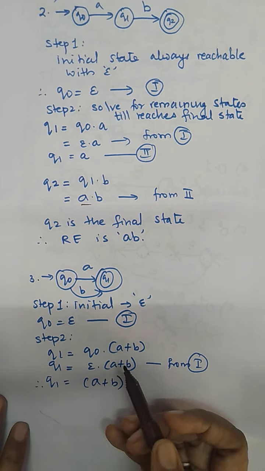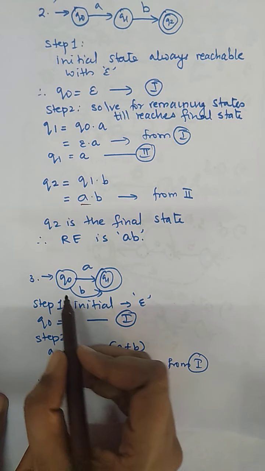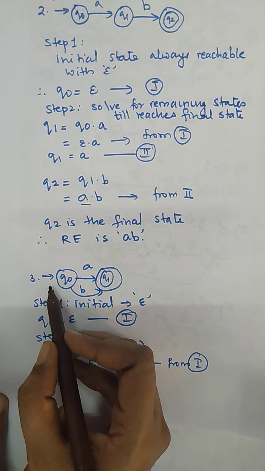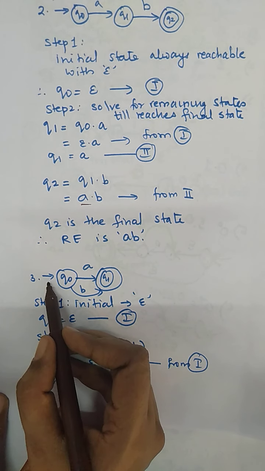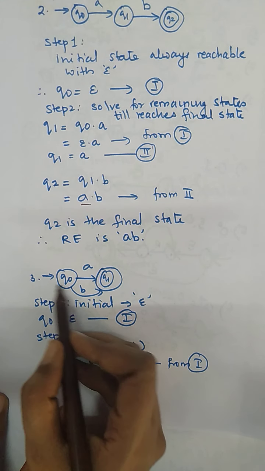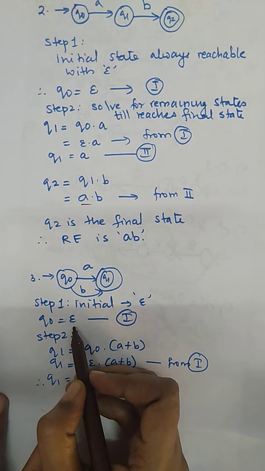Now the third question. Here again we have a DFA. Initially this is Q0, having only one incoming arrow. This incoming arrow without any input symbol will be considered as Q0 having the value epsilon.